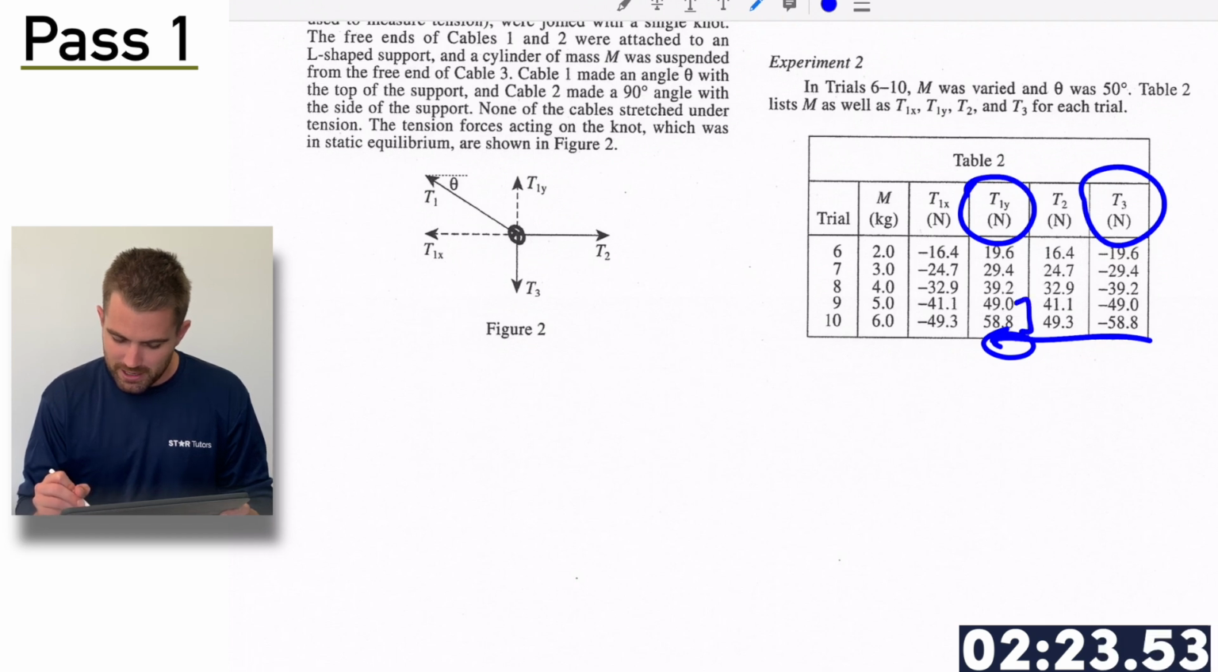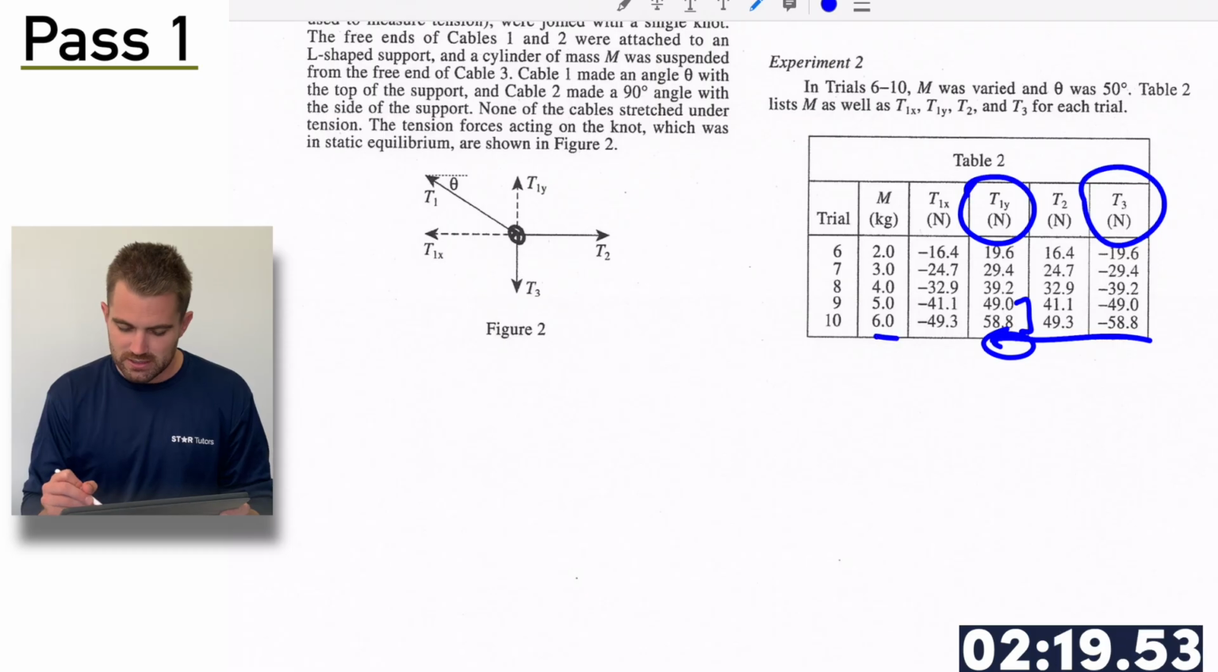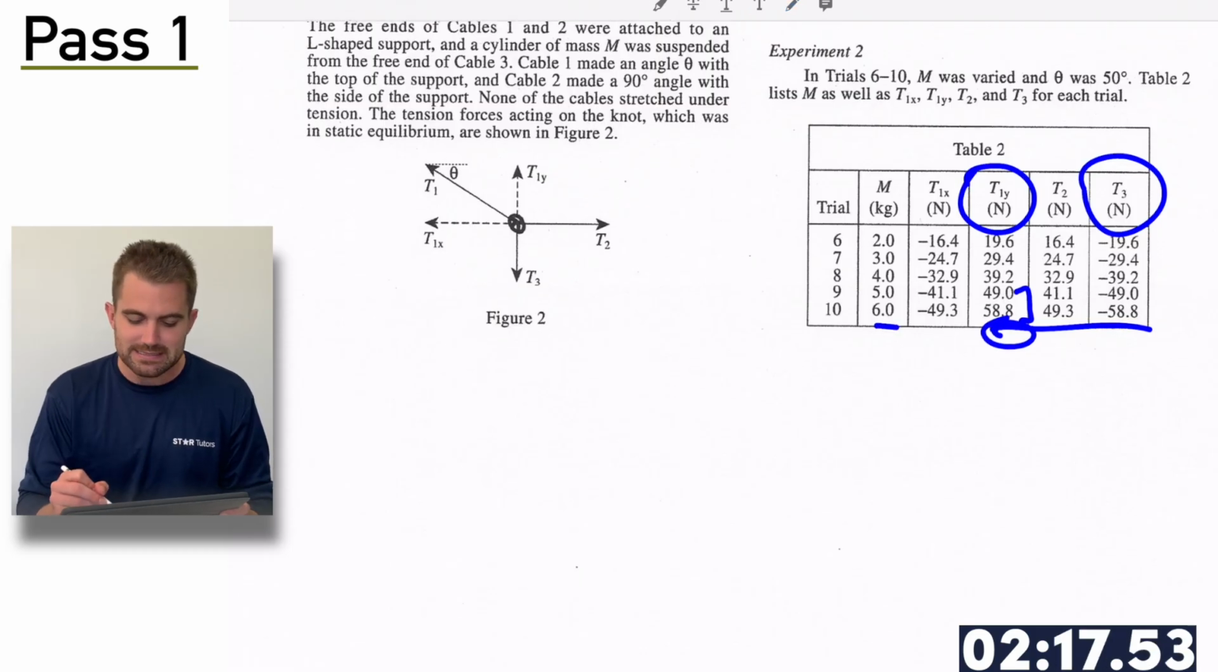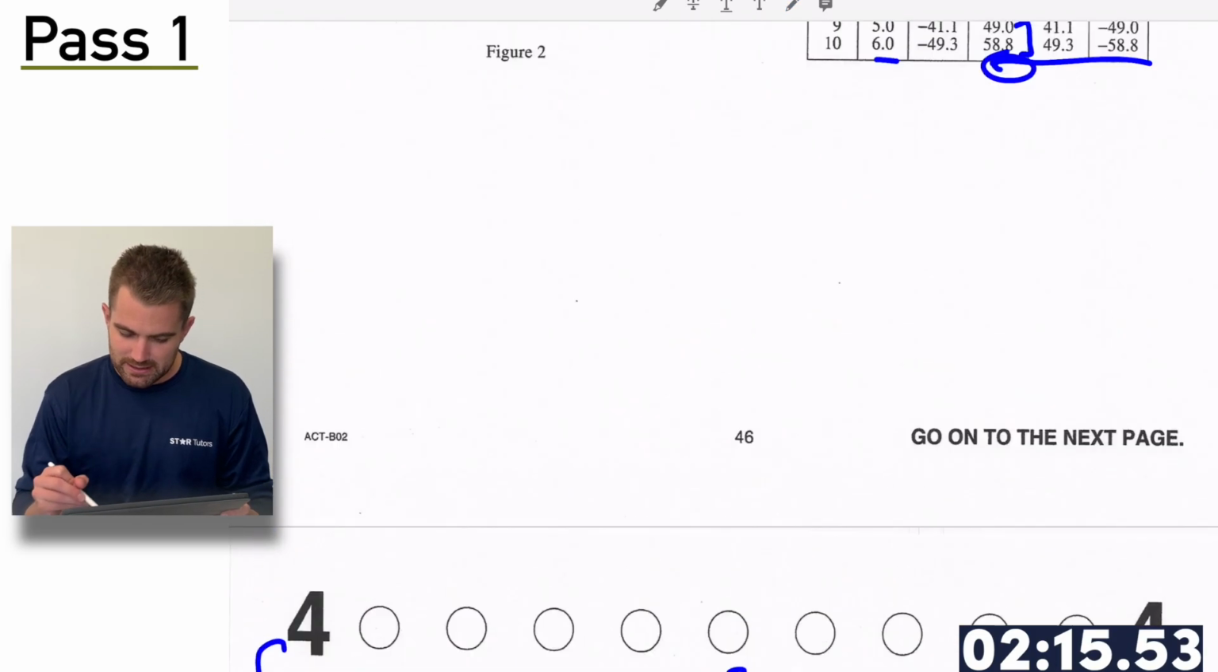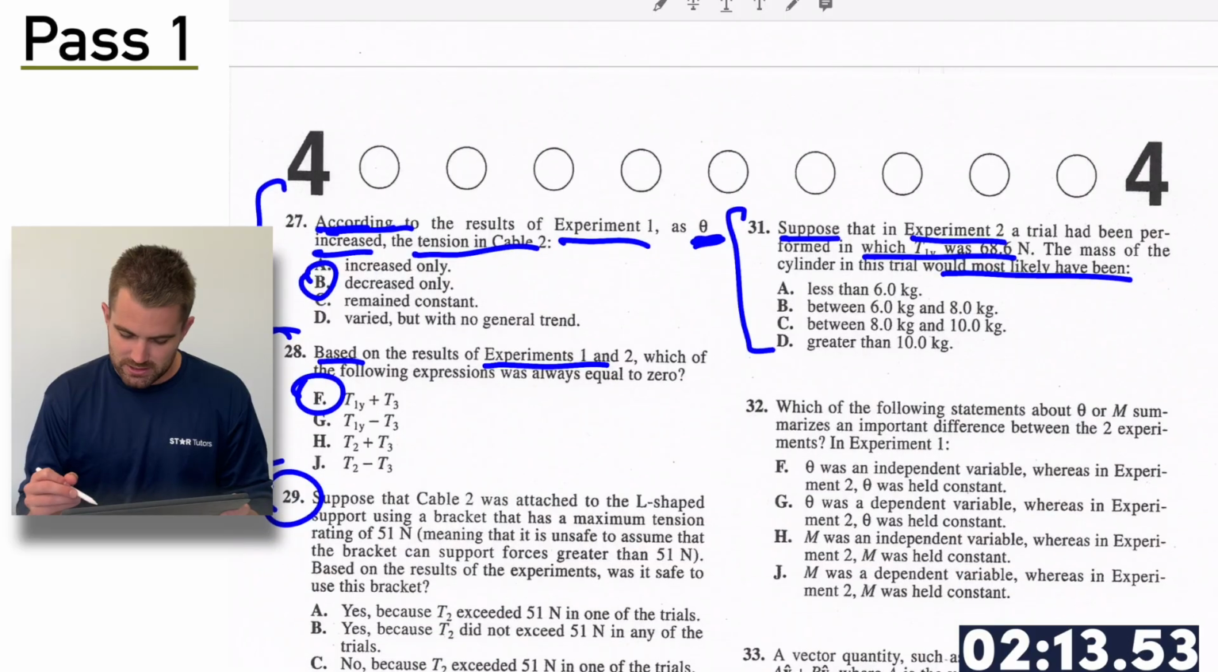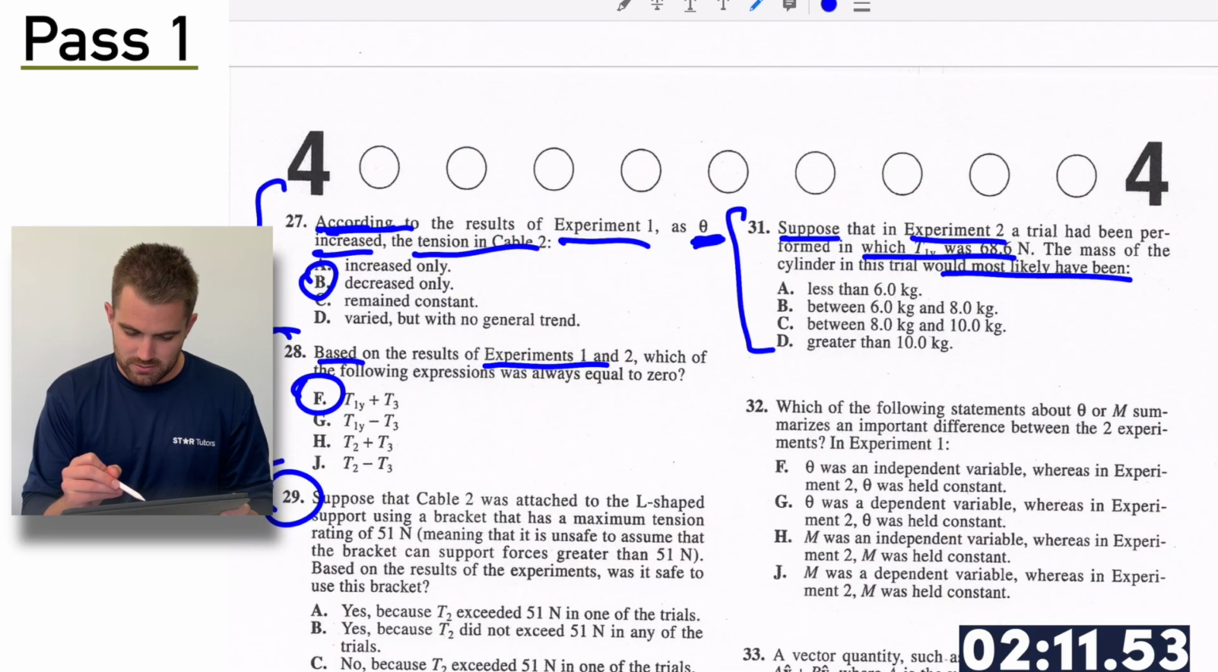So it looks like we're going down here, and 68.6. This is going up by about 10, right? 49 to 50, 39, 49, 50. So I'd expect this to go up the same way. So that's an easy question. Coincidentally, that one's got to be at 7, so it's got to be between 6 and 8. Okay, so that's got to be answer choice B for number 31.